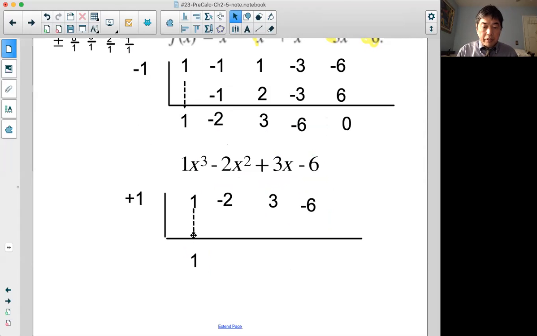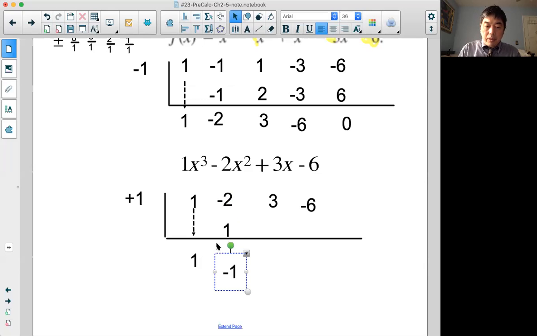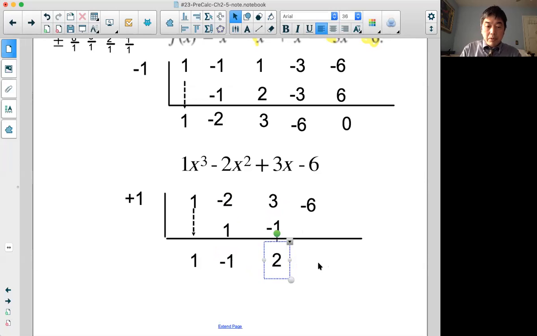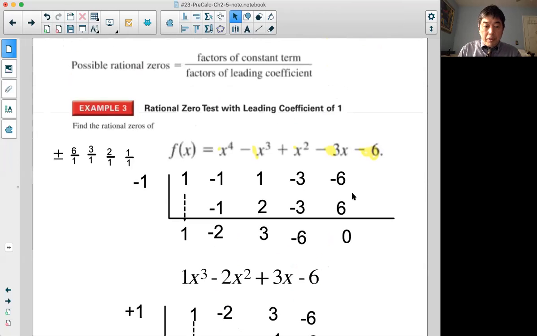It's hard to grab it, sorry. 1 times 1 is 1. You add, so it's going to be negative 1. Negative 1 times positive 1 is negative 1. You add, it's going to be 2. Positive 2. 1 times 2 is 2. It didn't work. So we used negative 1, and positive 1 doesn't work. So I will cross out this one.